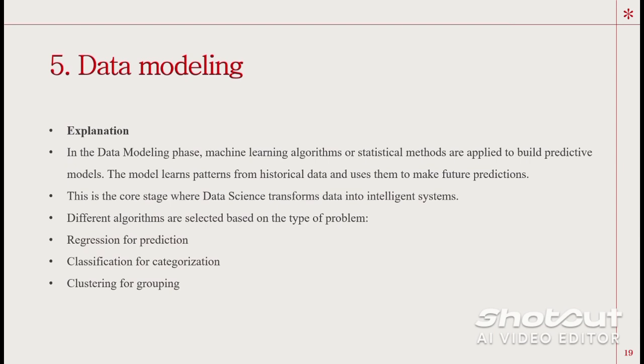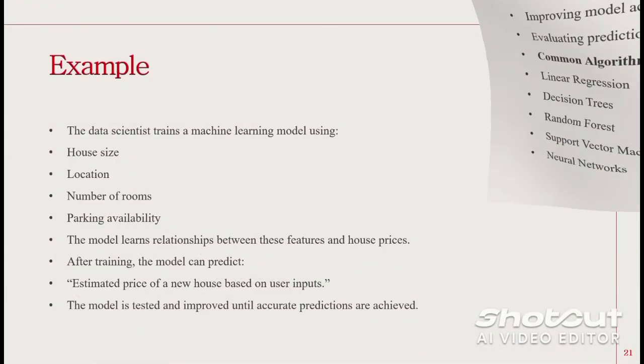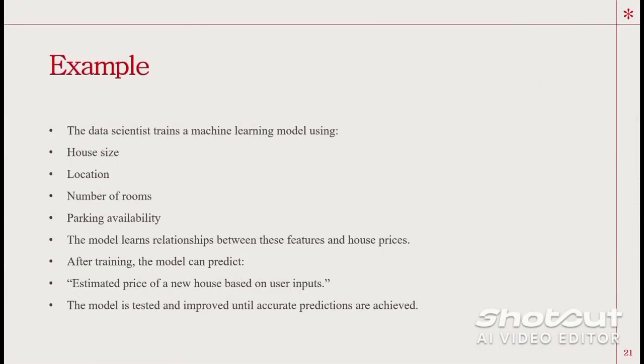The activities performed include selecting a suitable algorithm, training the model, testing the model performance, improving the accuracy, and evaluating predictions. Some commonly used algorithms are linear regression, decision tree, random forest, support vector machine, and neural networks. For example, the machine learning model is trained using house size, number of rooms, location, and parking availability. After the training, the model can predict the estimated price of a house based on user inputs.